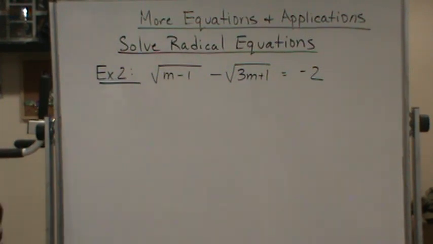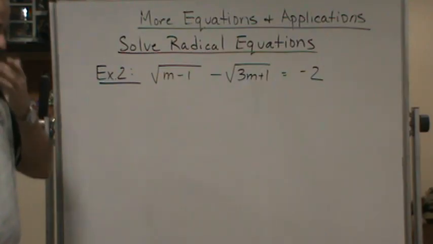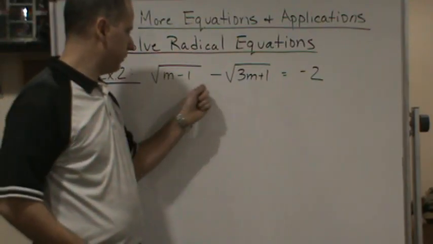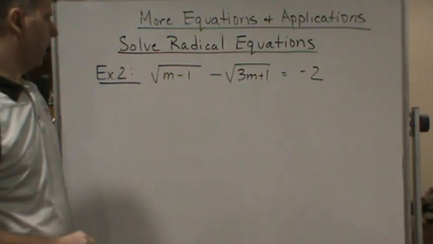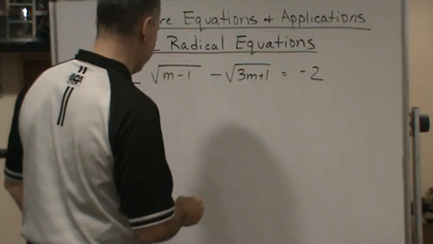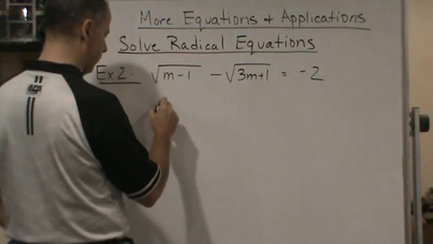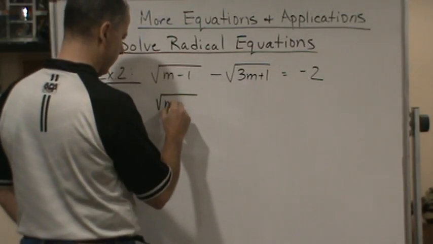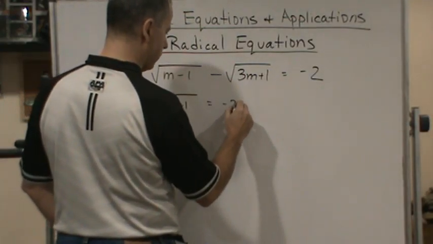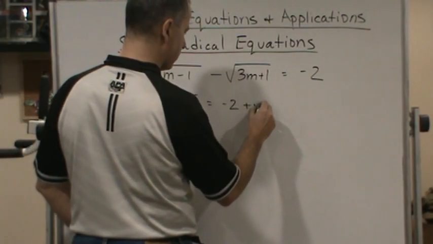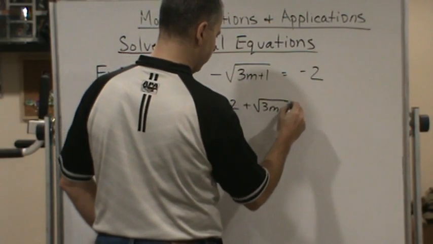Alright, welcome back, and now we're going to do another example of solving a radical equation. So notice here we have two radicals, and again, it doesn't matter which one we start with, but we just have to isolate one of them. So let's just add this one to both sides. So we'll get m minus 1 is equal to negative 2 plus the square root of 3m plus 1.